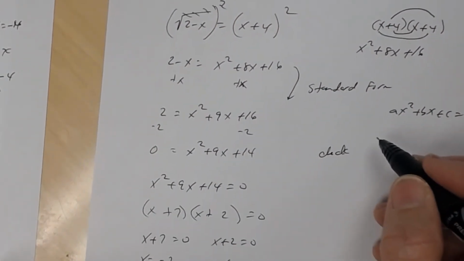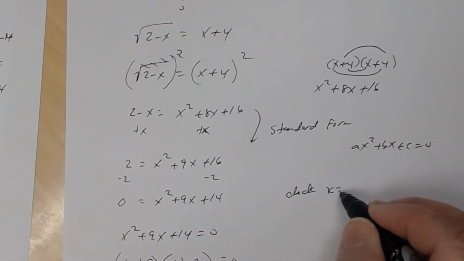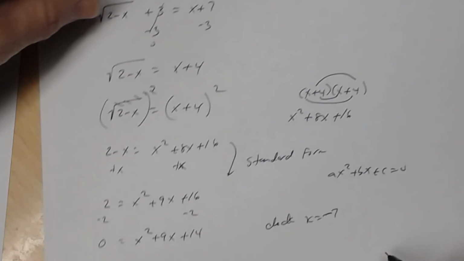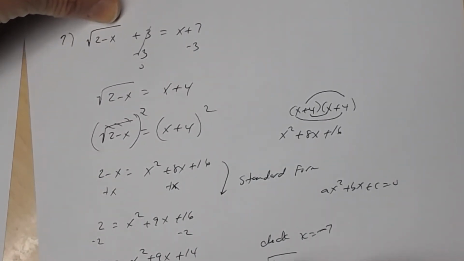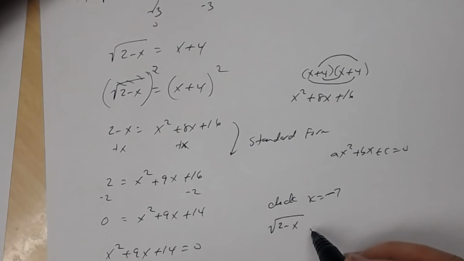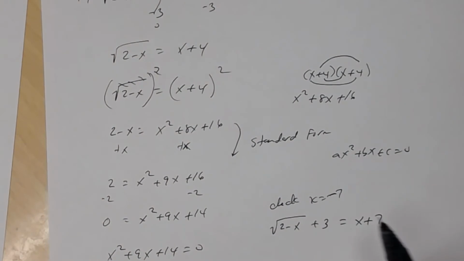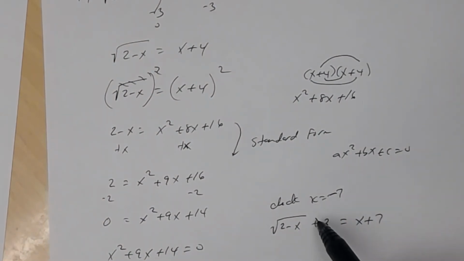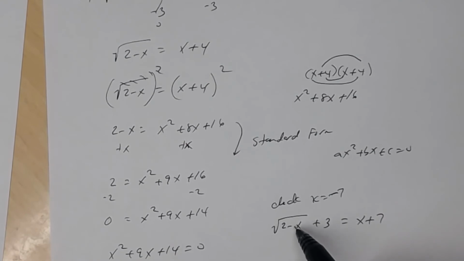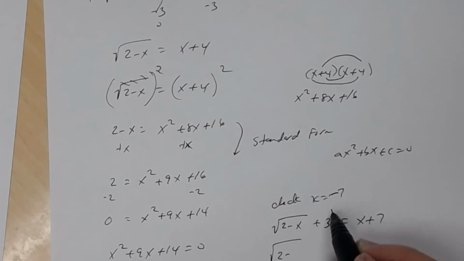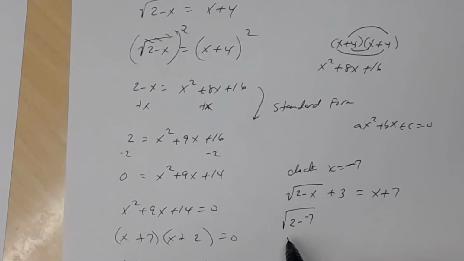We're going to check x equals negative 7. All right, so we write the original problem. Here's the original problem. It was the square root of 2 minus x, plus 3, equals x plus 7. Now, wherever I see the variable x, I'm going to substitute negative 7. You've got to be careful with your subtractions. So this becomes the square root of 2 subtract x, and x is negative 7, so 2 subtract negative 7, plus 3, and I want to see if that's going to equal negative 7 plus 7.